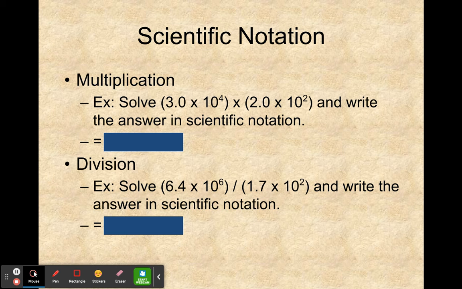Anybody want to tell me what number they got in their calculator? 6 million. So how do we write that in scientific notation? What's the coefficient? 6.0 times 10 to the what? 10 to the 6th power. Very good. 6.0 times 10 to the 6th power.